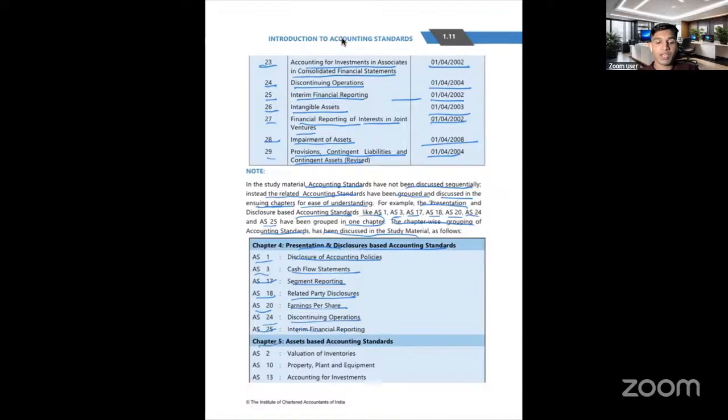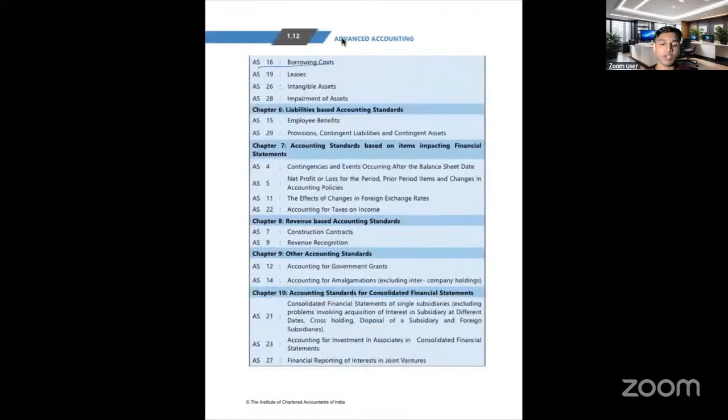Then chapter 5, that is asset-based accounting standards, in which AS2, valuation of inventory, AS10, PPE, property plant and equipment, AS13, accounting for investments, AS16, borrowing cost, AS19, leases, AS26, intangible assets, AS28, impairment of assets. Then chapter 6, liabilities-based accounting standards, only two, AS15 and AS29. AS15, employee benefits, AS29, provisions, contingent liability and contingent asset.